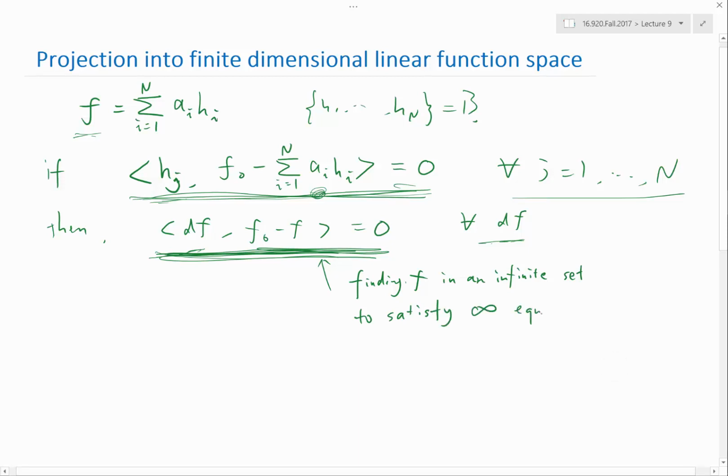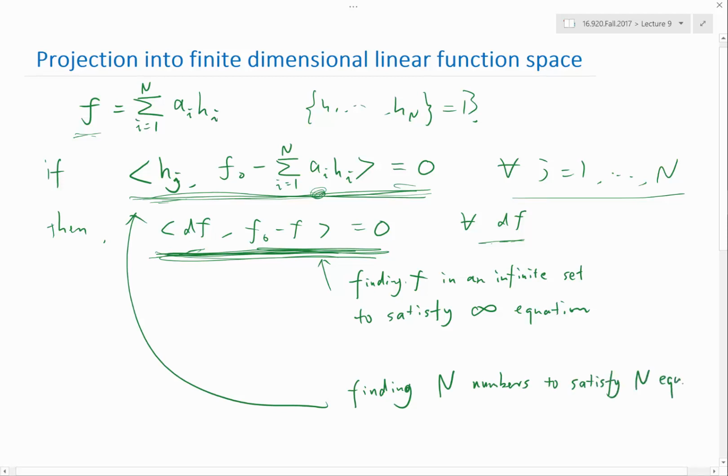infinitely many equations. But because of the linearity of the space and the existence of a finite basis, we can reduce that equation into this, which is finding n numbers to satisfy n equations, which is something we know how to do, right? The n numbers are these a's, the n equations are one equation for each h_j. Yes?